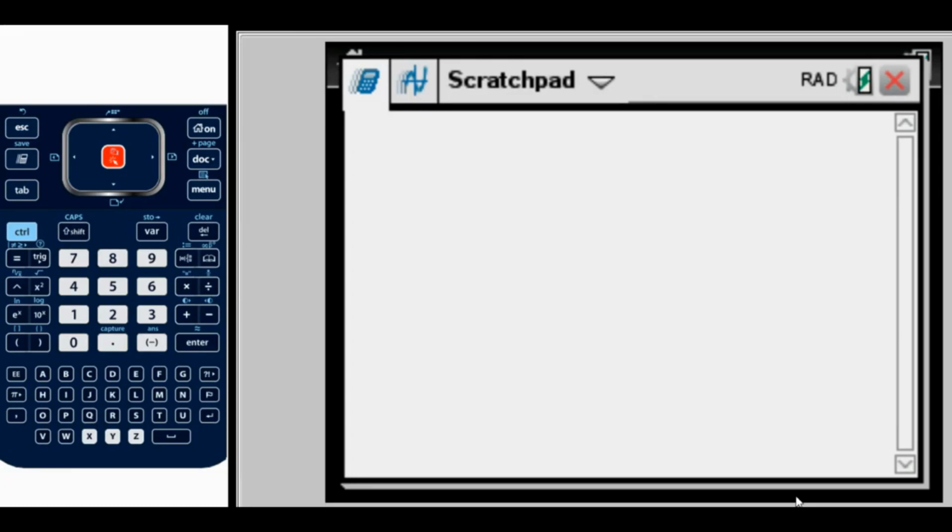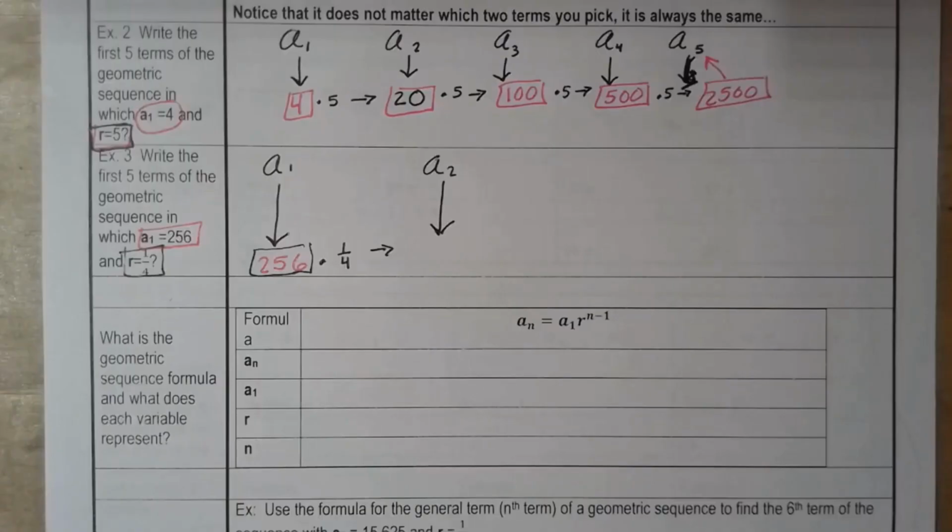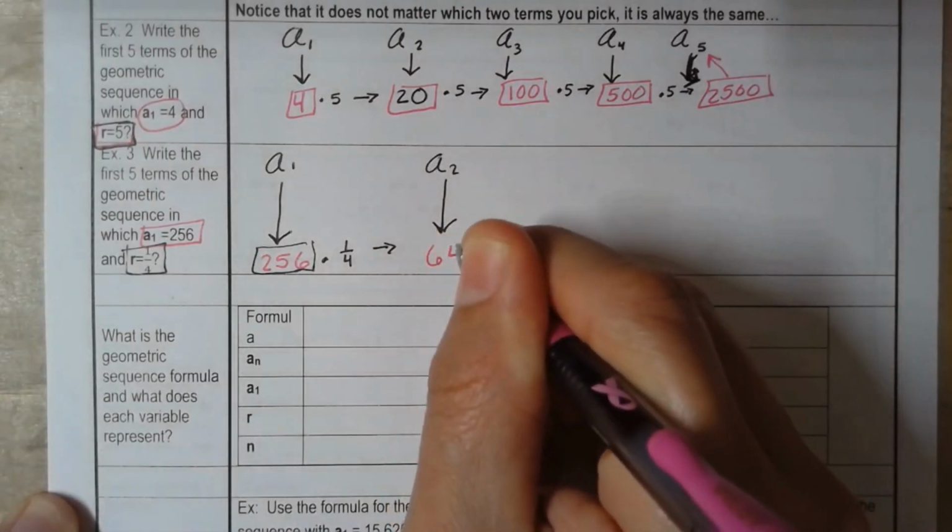Alright, I'm going to type it in. I'm going to say 256 times, put my fraction bar, and I'll do 1/4. I'm going to put a decimal, so if I get a weird answer, it'll be in decimal form. And it says it's 64. So let's go ahead and write that down. Alright, 64.